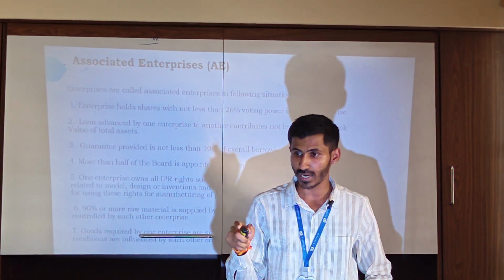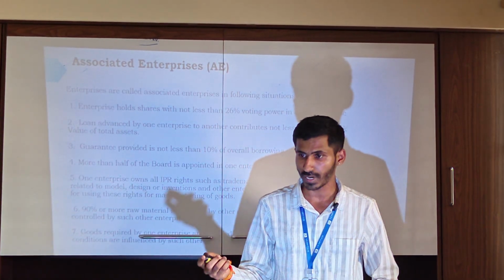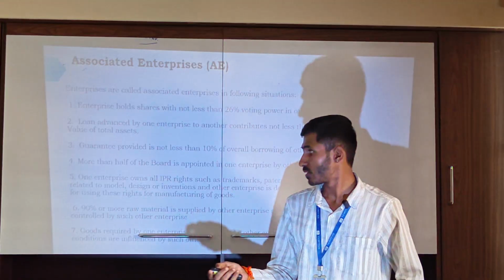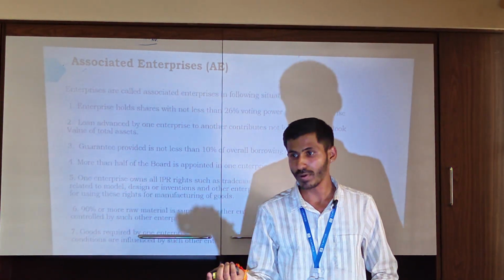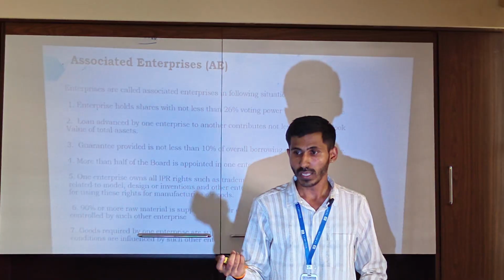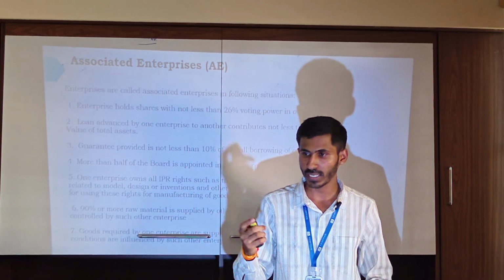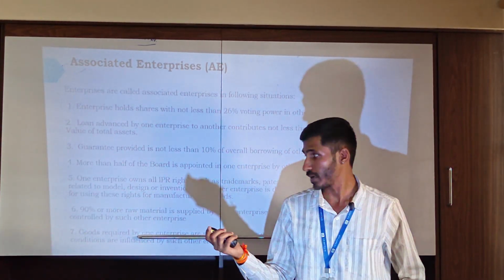If this condition is met, then we can say that X Limited and Y Limited both are associated enterprises. And if more than 90% of Y Limited's raw material is procured from X Limited, then we can say that both are associated enterprises.